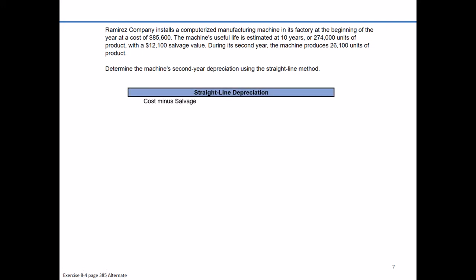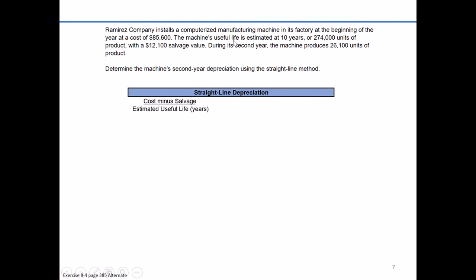The overall formula is cost minus salvage value, which you recall is going to be total depreciable cost, divided by the estimated useful life, and specifically the estimated useful life for straight line is a number of years. So we start to work through our scenario.